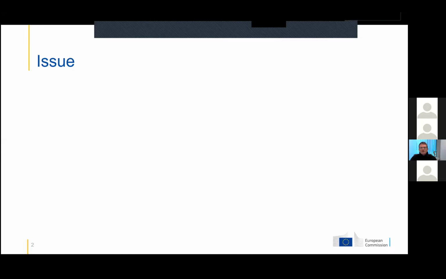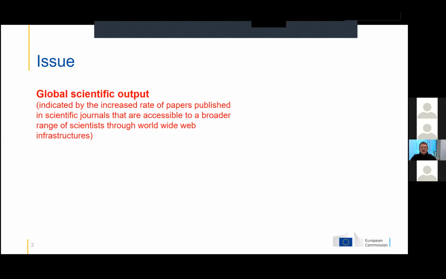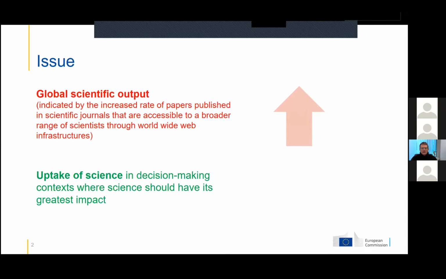So the issue, as you all are aware, is that there is an increasing global scientific output, which is indicated by the increased rate of papers published in scientific journals. But as you might also be aware, the parallel uptake of science in decision-making is not as steep as the global scientific output. So there is a mismatch between what scientists produce and how their science is used, especially in a regulatory context.